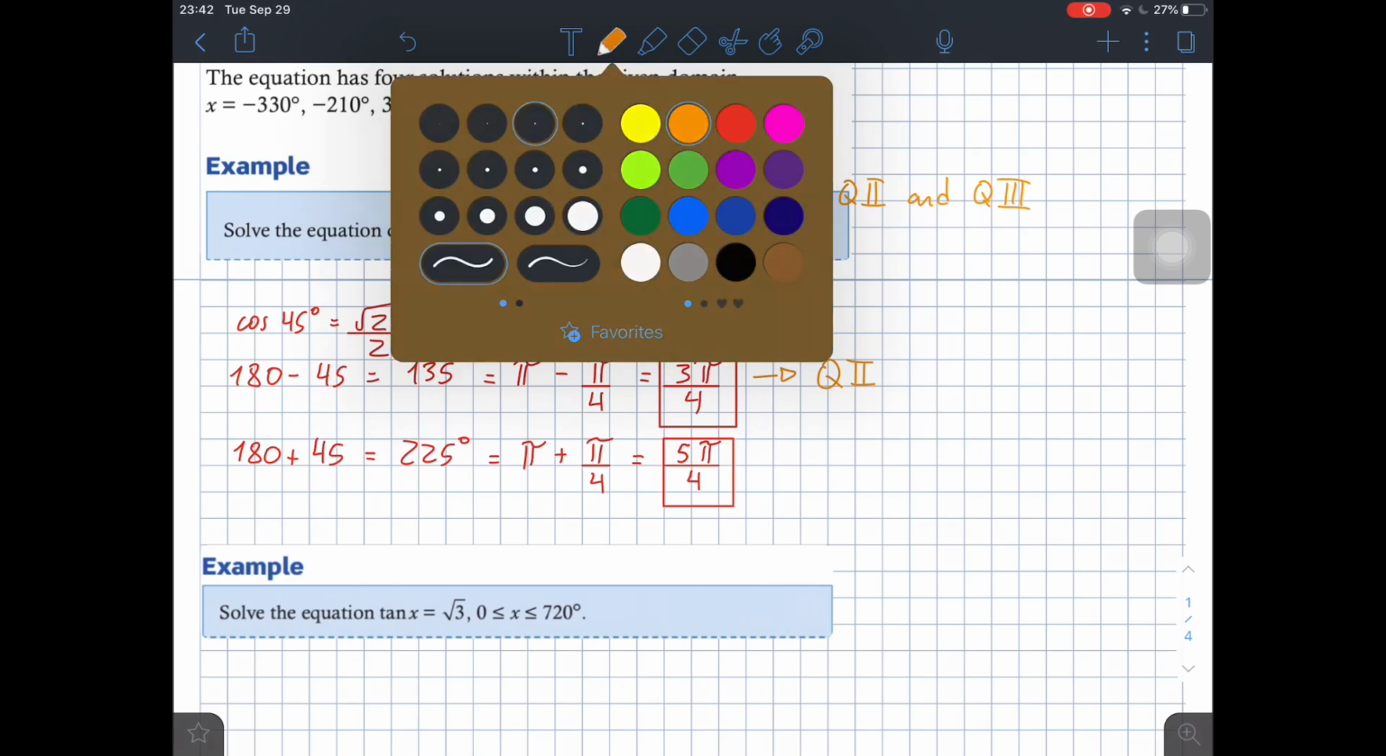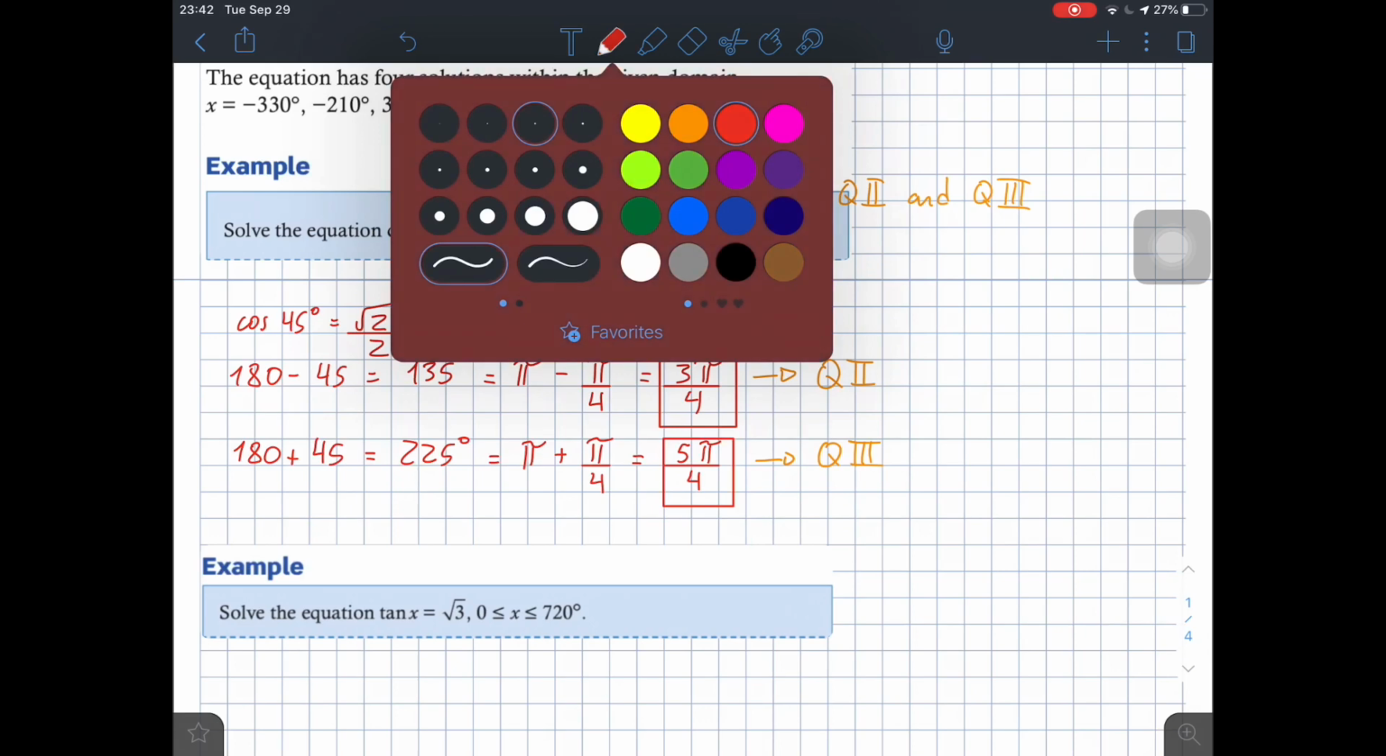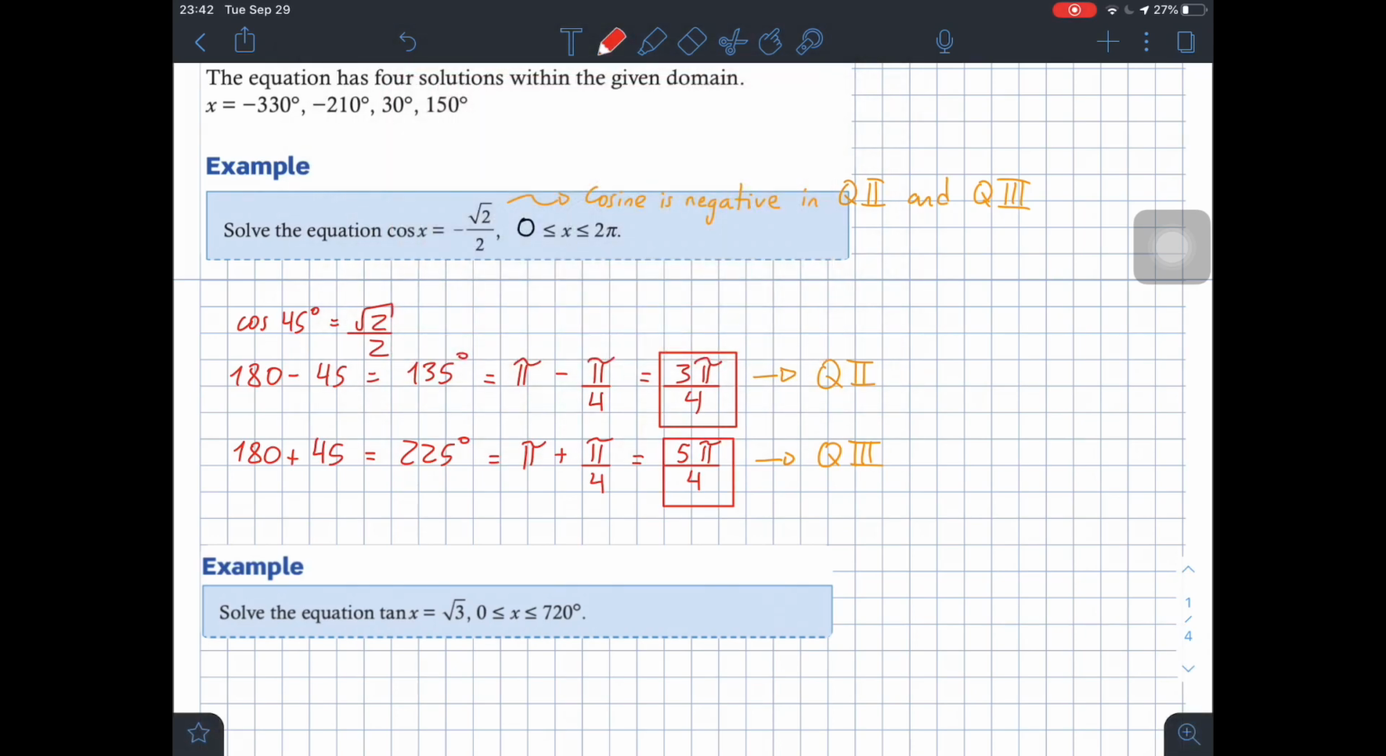Okay? So these are the two solutions to this first trigonometric equation. So when x is equal to 3 pi over 4 and when x is equal to 5 pi over 4, we get this value for cosine, negative square root of 2 over 2. Okay, both of these values are inside this interval. Okay, so I hope you're understanding this, juniors. Let's see the following example.